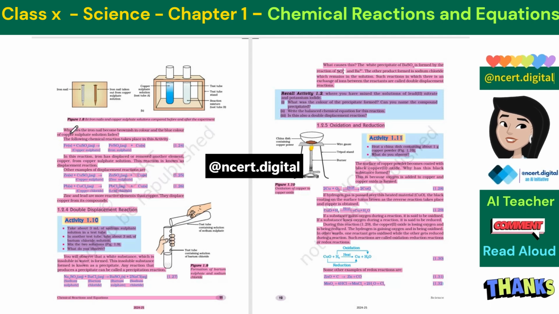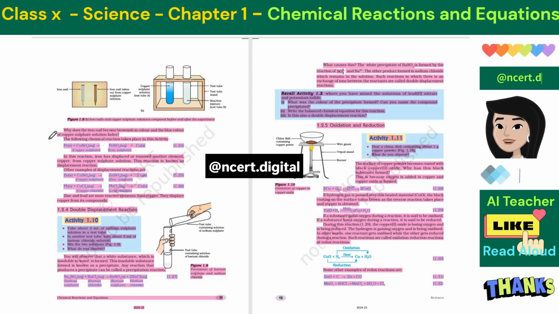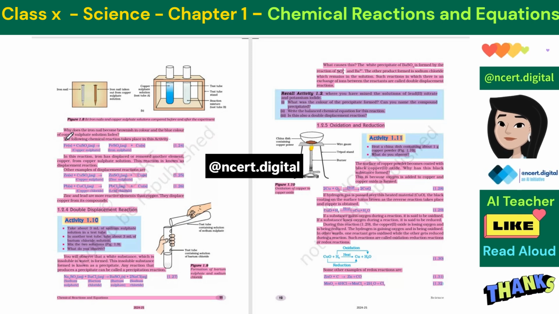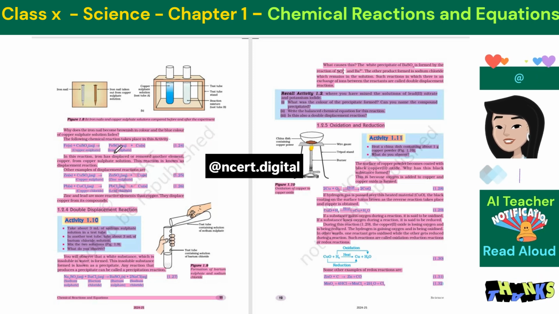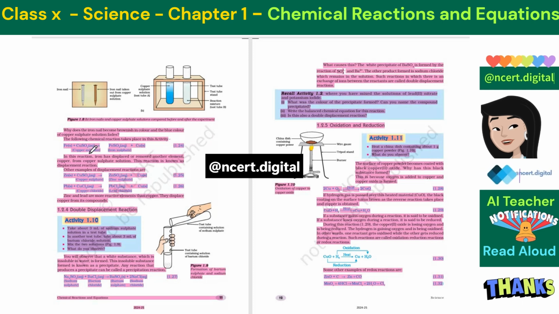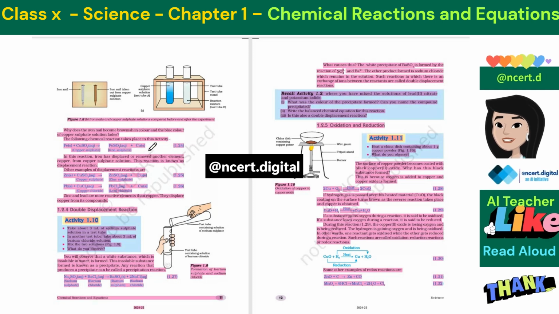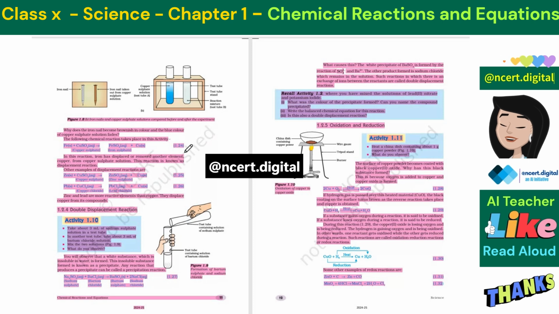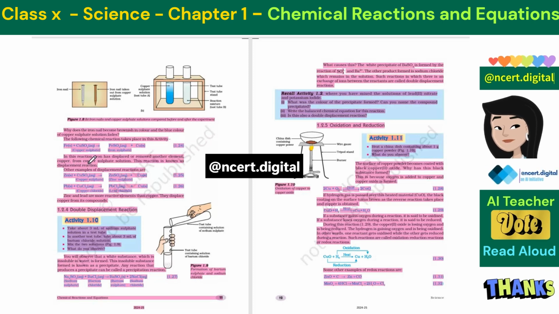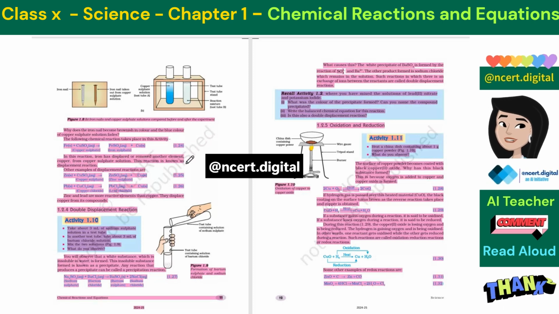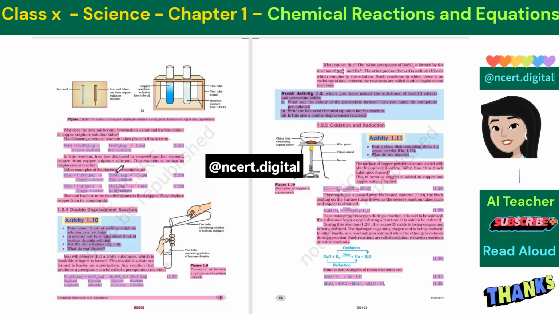Why does the iron nail become brownish in color and the blue color of copper sulfate solution fades? The following chemical reaction takes place in this activity: CuSO4(aq) copper sulfate, FeSO4(aq) iron sulfate, 1.24. In this reaction, iron has displaced or removed another element, copper, from copper sulfate solution. This reaction is known as displacement reaction.